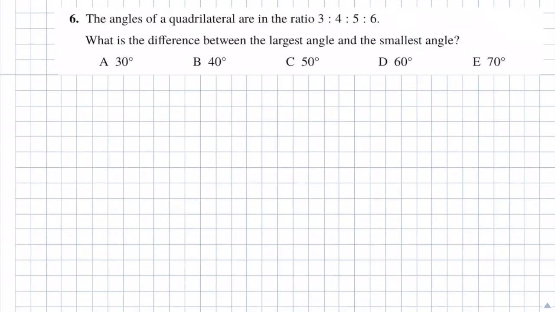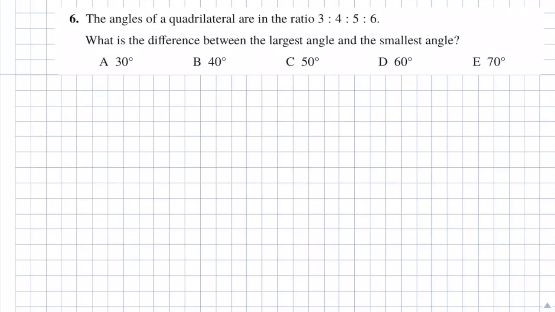Question 6. The angles of a quadrilateral are in the ratio 3 to 4 to 5 to 6. What is the difference between the largest angle and the smallest angle? We got answers as A is 30 degrees, B is 40 degrees, C is 50 degrees, D is 60 degrees, and E is 70 degrees.